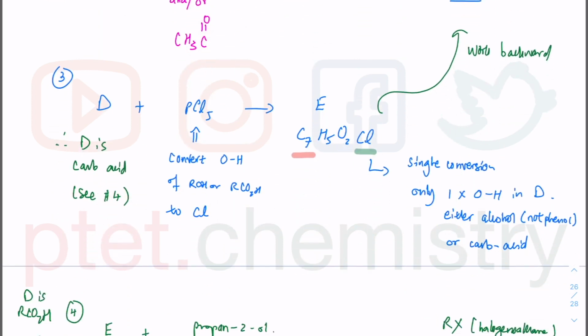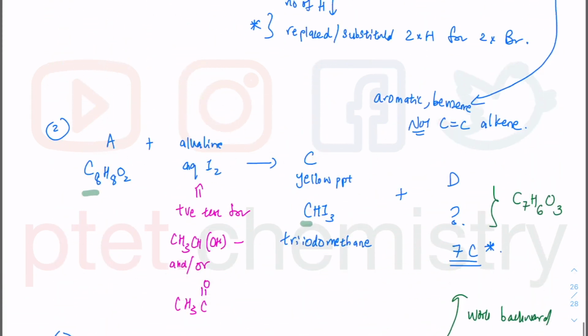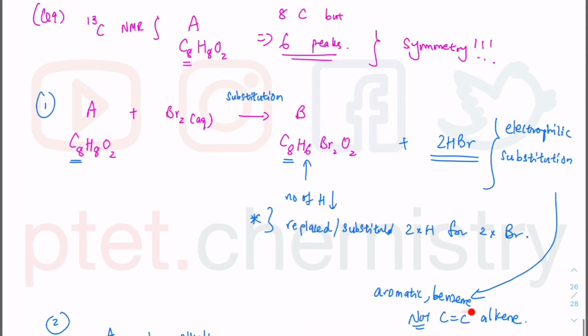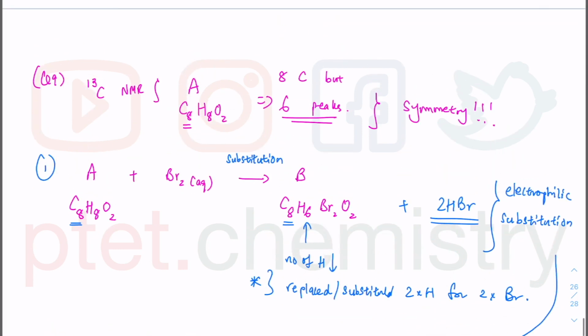Now, draw the structure of compounds A, B, C, D, E, and F. Let's try. Looking at question 9 again, at the beginning, we say C8H8O2. This really reminds me of a benzene ring, as we said just now, aromatic. So perhaps I can start by drawing a benzene ring.